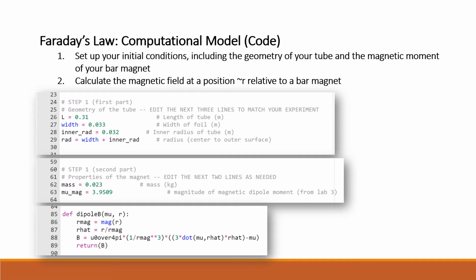Starting with step 1, we were told to set up our initial conditions, including the geometry of our tube and the magnetic moment of our bar magnet. So this is why you needed the ruler. It was to measure the length of the tube, the width of the foil, the inner radius of the tube, and then we can use those to calculate the actual radius from the center to the outer surface.